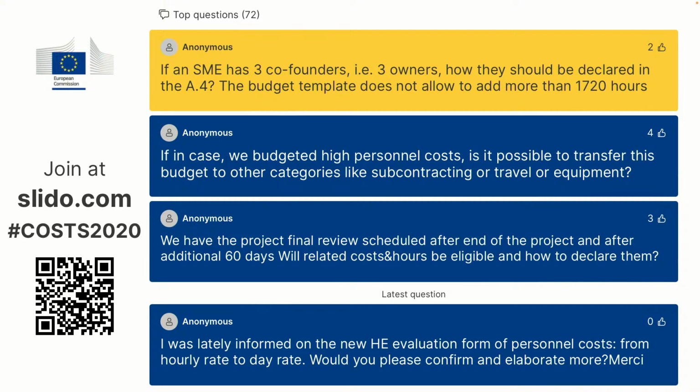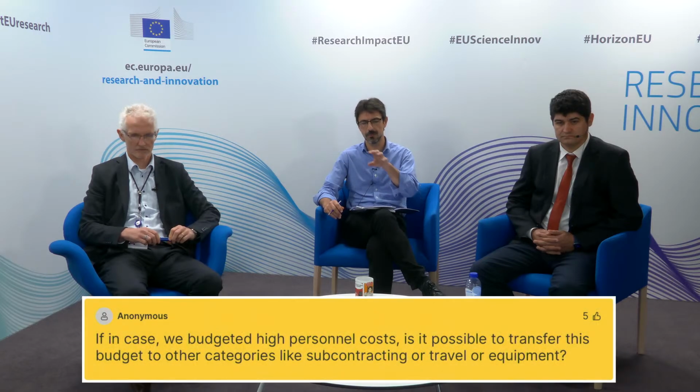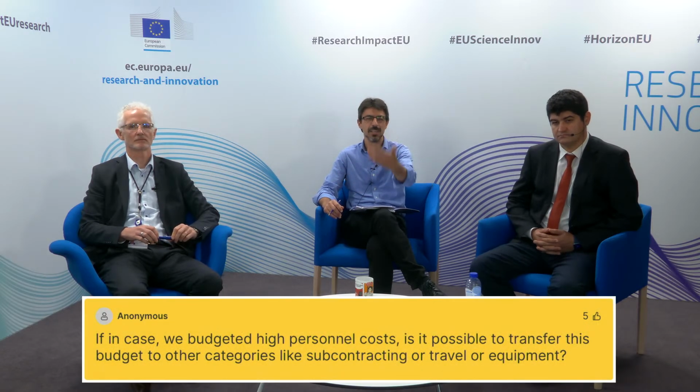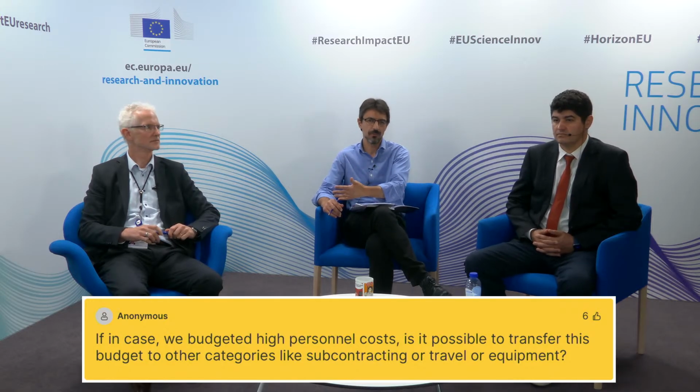Okay, next one. If we budgeted high personnel costs, is it possible to transfer this budget to other categories like subcontracting or travel or equipment? Okay, there is a lot of flexibility in the budget. There are a lot of possibilities to rearrange the budget between beneficiaries and between cost categories. If you want to move into subcontracting, then systematically the best is that you ask for an amendment, because for subcontracting, the task to be subcontracted must be indicated in Annex 1.